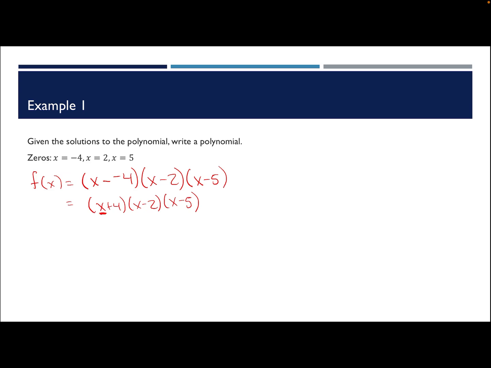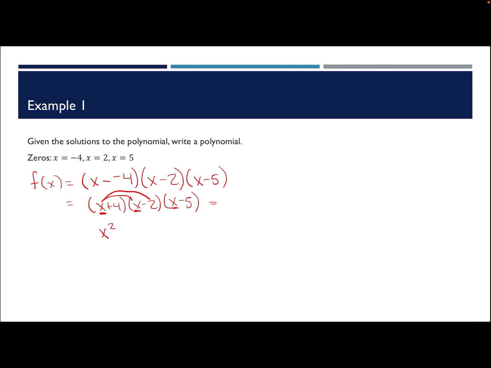Now, you could stop here, and you know it's cubic because you have x times x times x, which is going to be x cubed, plus a bunch of x squared, x's, and constant terms. If you wanted to multiply this out so we can review this, you would just multiply the binomials 2 at a time. So we get x squared.